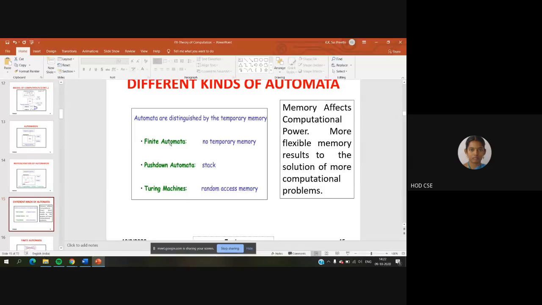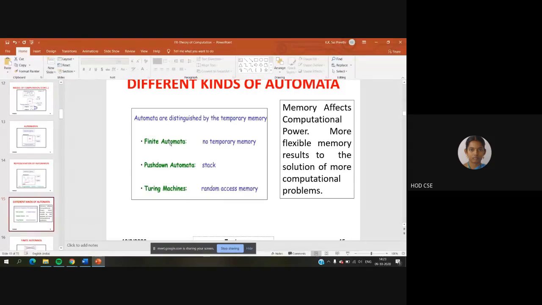So with respect to the temporary memory, how it is configured adds power to the automaton model. With respect to these definitions, can you tell which has more power: finite automata, push-down automata, or Turing machine? Anyone can answer. Which has more power? I'm giving a hint on the side note.